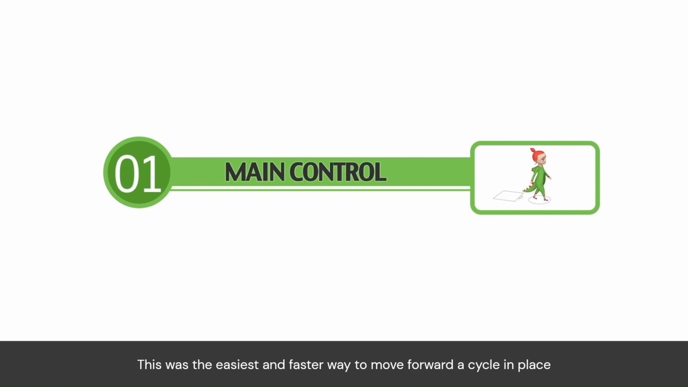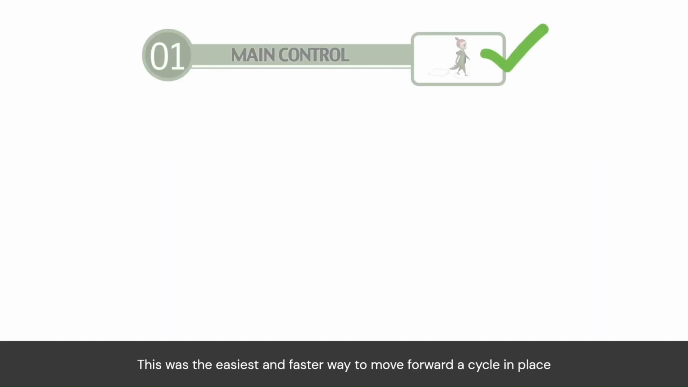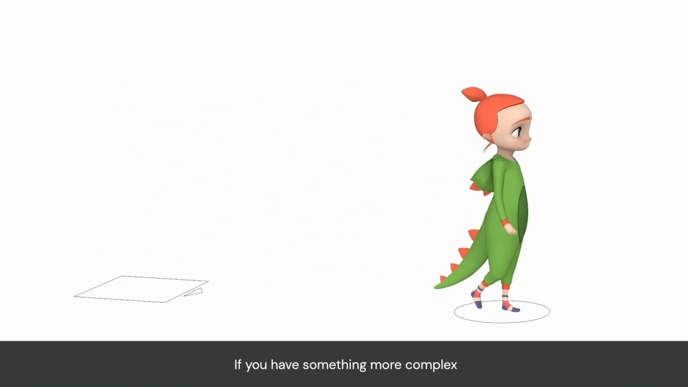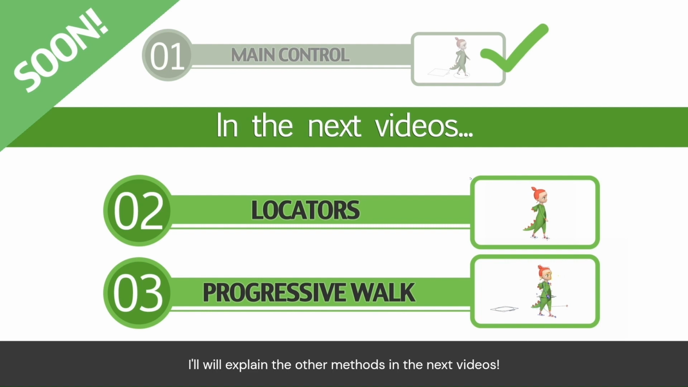So this was the easiest and fastest way to move forward a cycle in place, and as I already said, it is useful in simple and straight walks. If you have something more complex, I'll explain the other methods in the next videos.